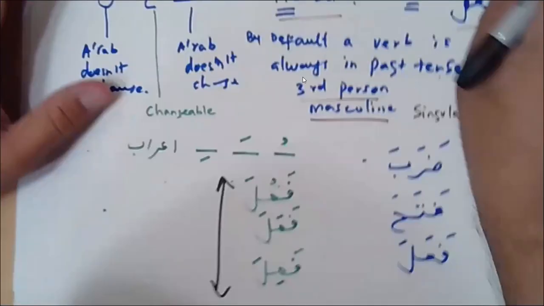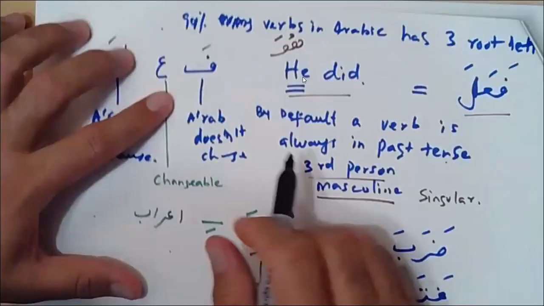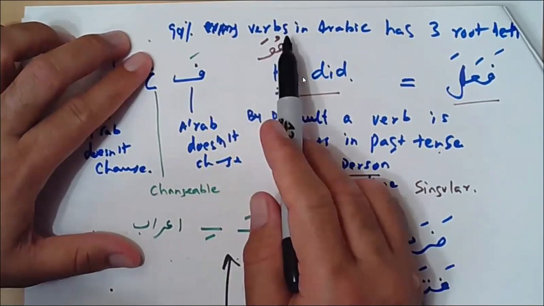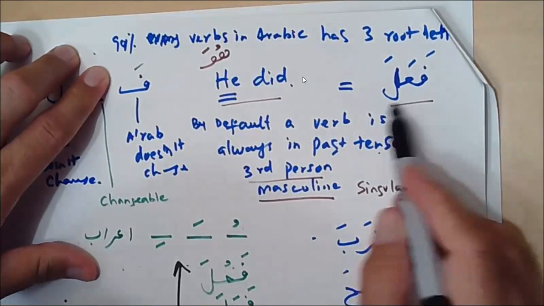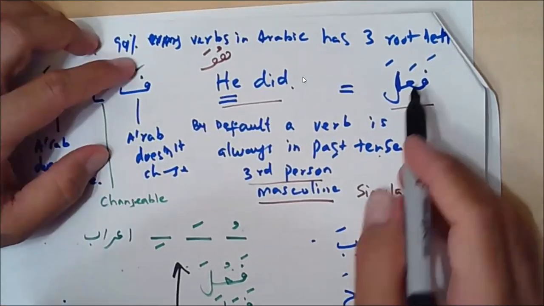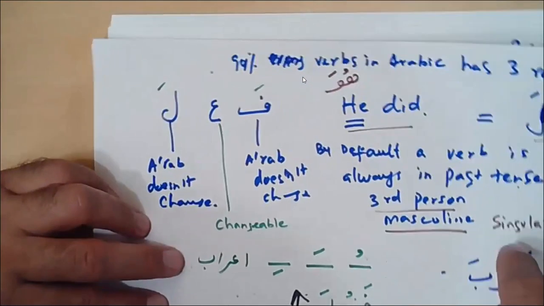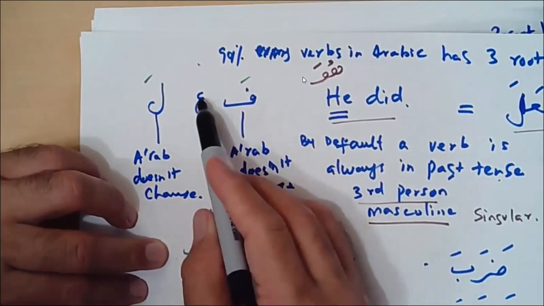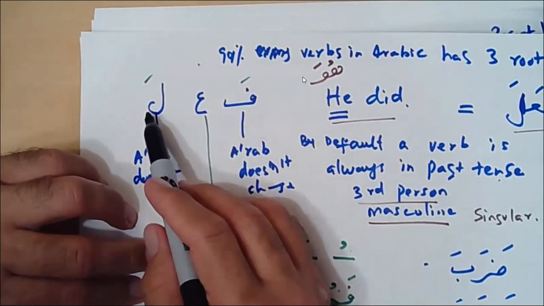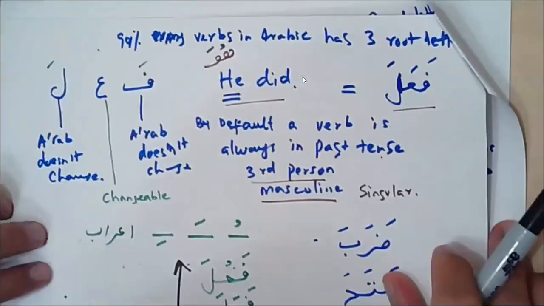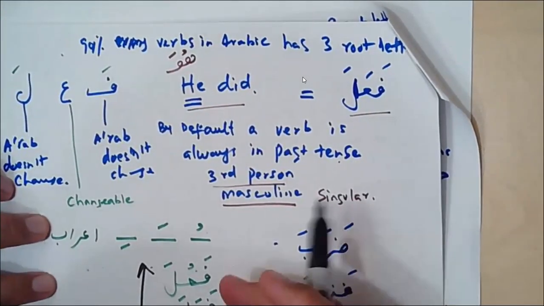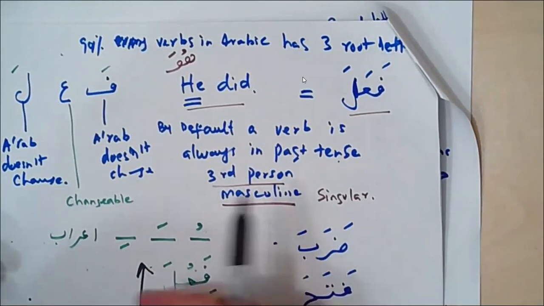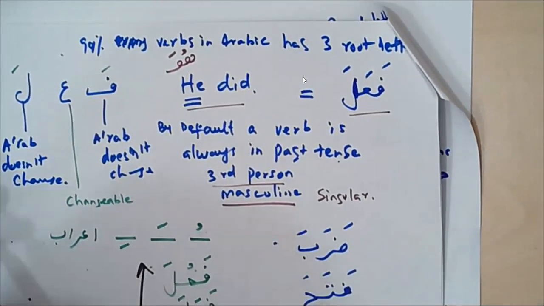Okay. And the second important concept: in the Arabic language, 99% of the verbs have three root letters. Their default pattern to learn or understand a verb is fa'ala. And what are the letters here? The three root letters are the letter fa, letter ayn, and letter lam. By default, a verb is always in the past tense, and eventually we will learn how to change them into fi'l-i mudari, like the future tense.